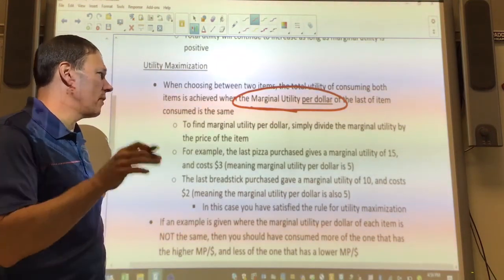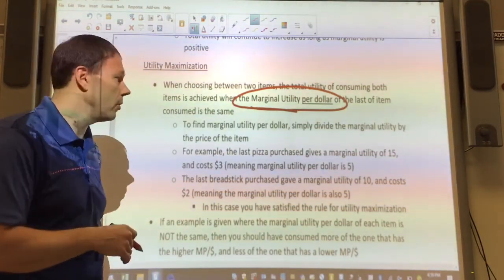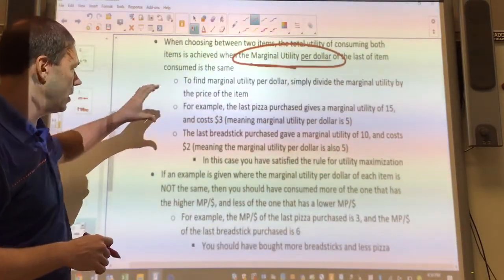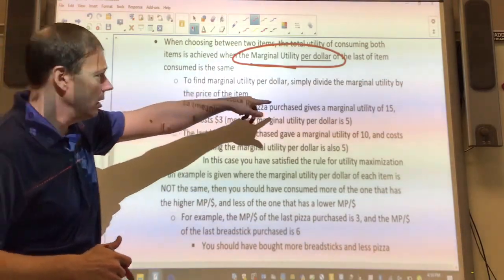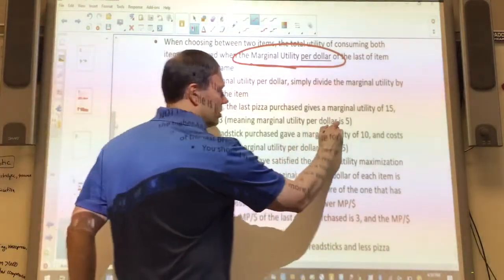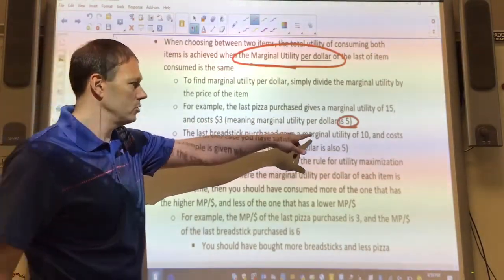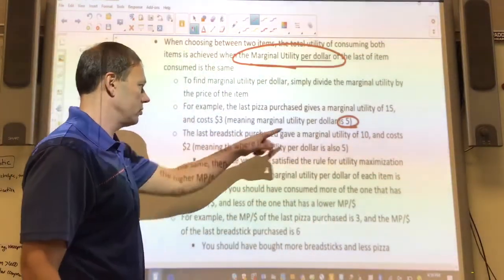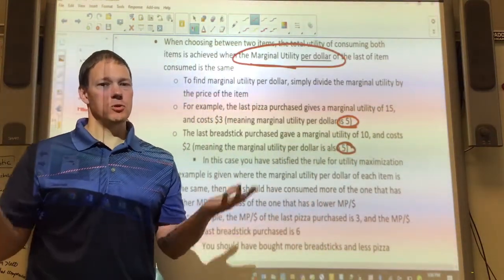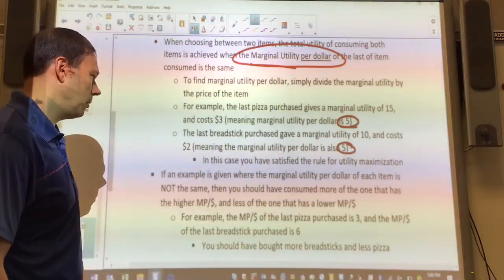And the marginal utility per dollar of the last of each item consumed should be the same. If you've done that, that is your check to know that, yes, I made the right decision. So, to give the example here that you can read, the last pizza purchased gives you a marginal utility of 15, and you paid $3 for the pizza, so your marginal utility per dollar is 5. The last breadstick you purchased gives you a marginal utility of 10. It costs $2, so 10 divided by 2 is also 5. That would mean that you've probably maximized your utility because you've satisfied our rule. The marginal utility per dollar of the last item consumed is the same for each.